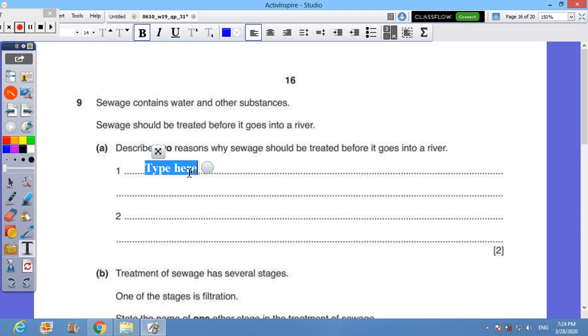For example, we need to get rid of the microorganisms in the sewage. So you can say to kill microorganisms. Some of them do cause disease. How to kill them? We use chlorine, for example. It's a good method. One more reason, we need to get rid of some toxic wastes, like nitrate pollution, which may harm species in the river and may cause eutrophication. So get rid of nitrate pollution.